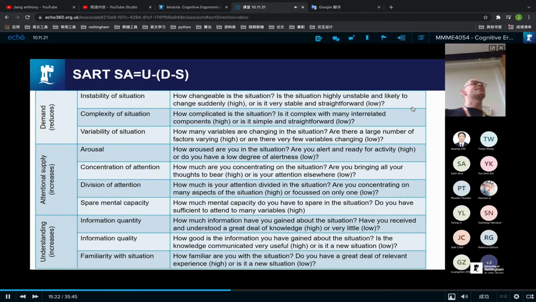Actually, this makes me think of another limitation of the SART approach. If I were to ask you now how much spare mental capacity you have, would you be able to answer me accurately? It's a difficult thing to answer, isn't it? And then under understanding, we have the information quantity, the amount of information, the quality, how good it is, and how familiar you are with the situation. So these are the rating points for SART.